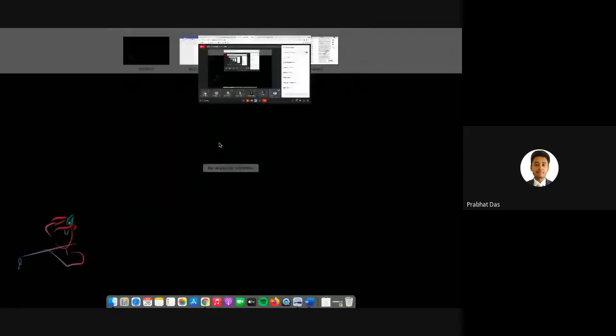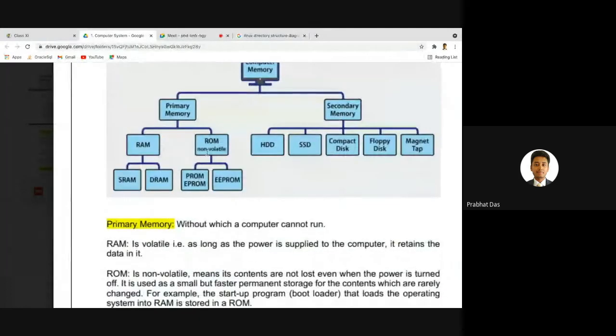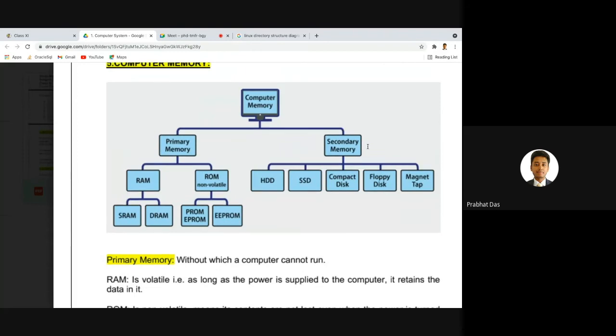Let's move ahead to the next portion. So this was all about ROM, or the primary memory that we have, that is RAM and ROM. For RAM we have two different classifications, static RAM and dynamic RAM. For ROM we have classifications like PROM, EPROM and EEPROM. Now let us move ahead to the secondary memory, or the secondary storage device. As I said in the last class, secondary memory is not 100% required. It's not required to run a computer system.